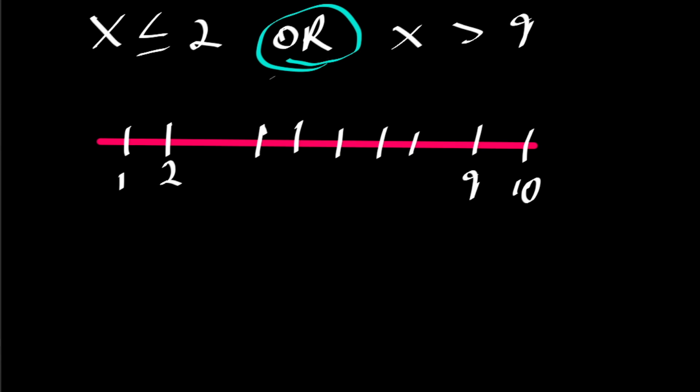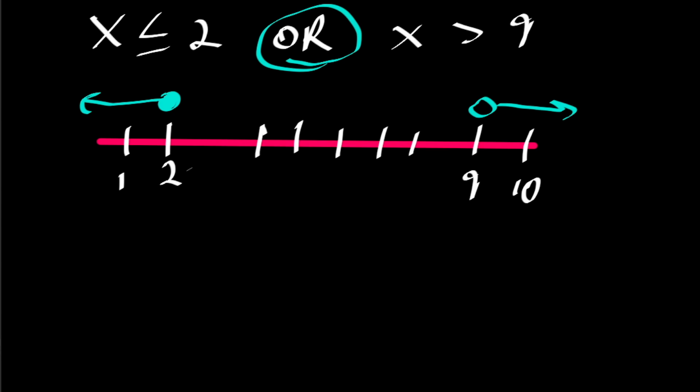When there's an or, essentially it means we're going to have a point at 2 and a point at 9, and those arrows are going to point away from each other. Now, 2 is actually going to be closed, it's going to be shaded in, and 9 is just greater than, so that's going to be open. And then the arrows are going to point away from each other, which if you read the actual inequality, it makes sense. If x is less than 2, then it should go to the left. If x is greater than 9, it should go to the right.